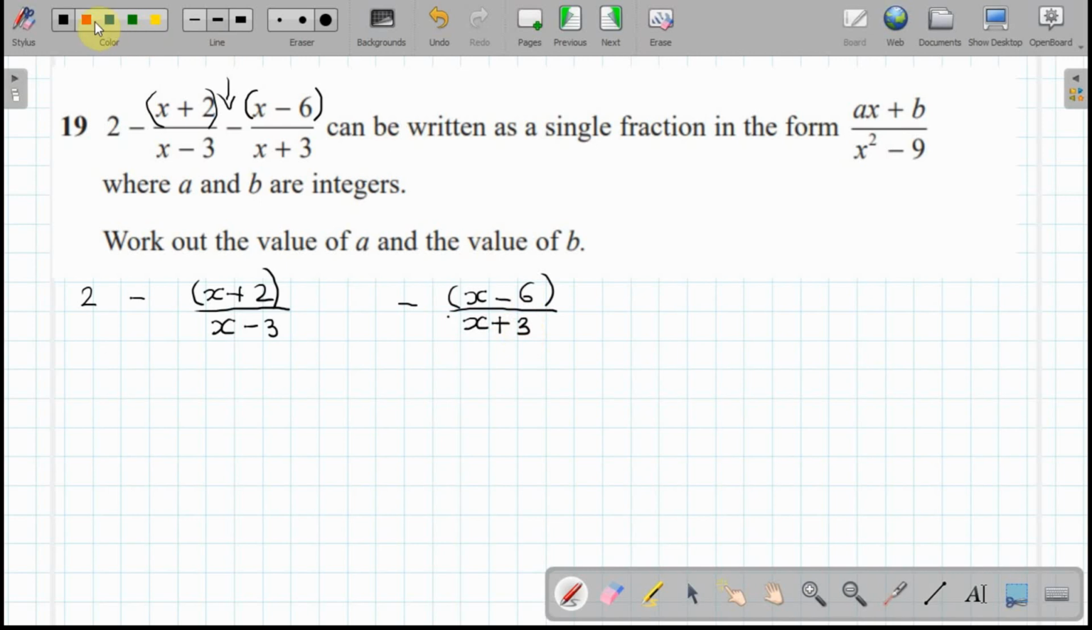The first step is I'm subtracting some fractions, and I can't do that unless the denominator is the same. So let's look at the denominators first. This denominator here is x minus 3. This denominator here is x plus 3. So I want the same denominator. I'm going to first put a pair of brackets here, multiply this top and bottom by x plus 3. And then this particular fraction, I'm going to multiply top and bottom by x minus 3.